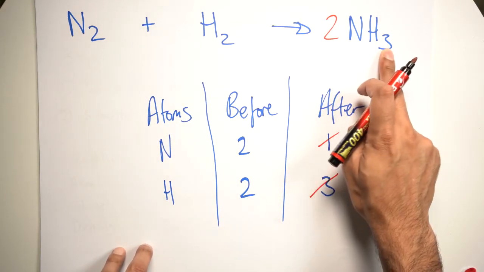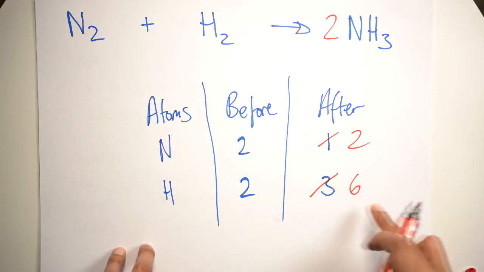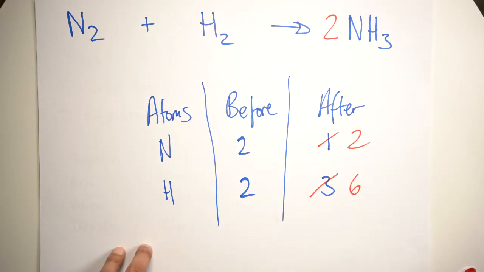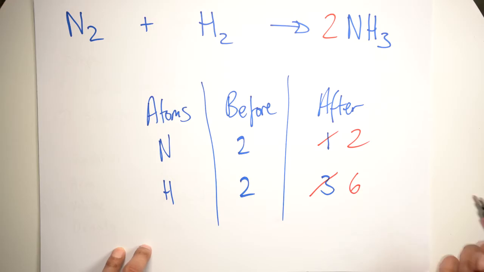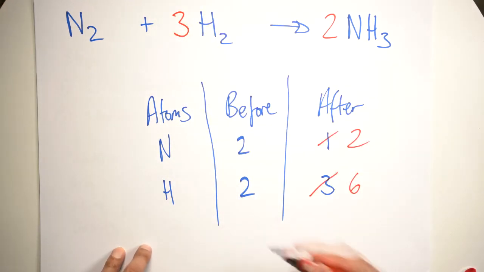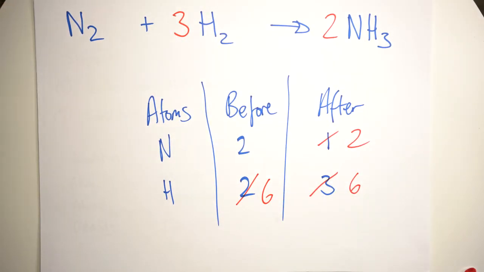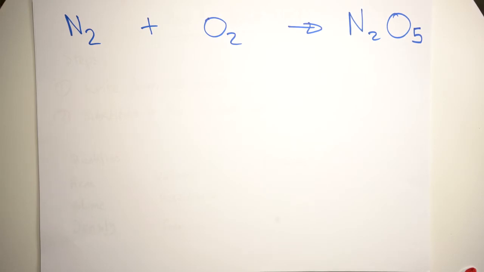That's going to be nice and easy, but it does make this into a 6. 2 times 3 is 6. That's why that one's a 6. Okay? Which means I need to make that 2 into a 6. So something times 2 gives you 6. It's going to be 3. It's balanced. Okay, so we've got N2 plus O2 gives you N2O5.